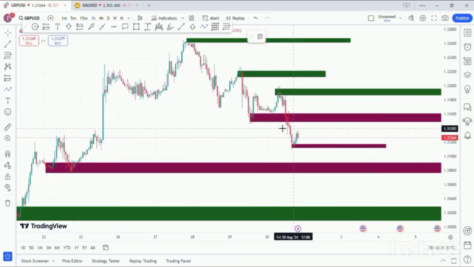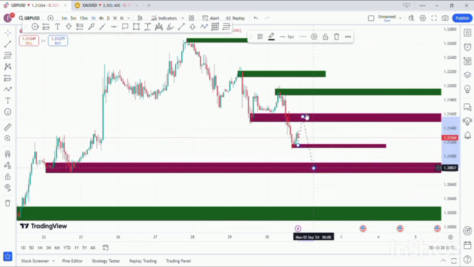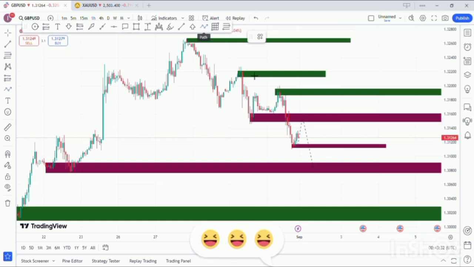This is also a support zone that price has broken out from, and as you can also see, this price is currently on a downtrend and price has broken out of this support zone. We're expecting price to continue upward to retest this support zone, thereby turning it into a very valid resistance zone before continuing downward, guys.